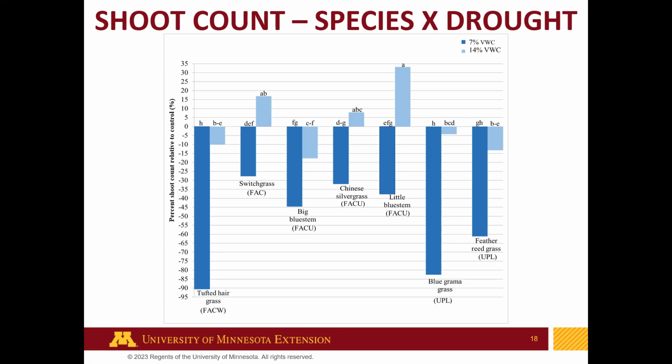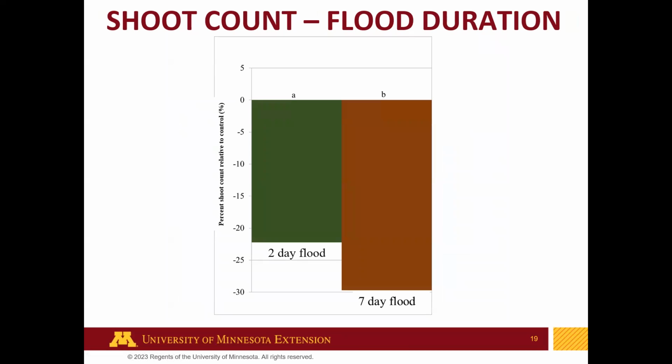And if you look across here, in almost all cases, that 7% volumetric water content treatment within a species was always significantly lower compared with the 14% volumetric water content treatment, with the exception of big bluestem. If you look at big bluestem, you can see here that there was no significant difference between the 7% and the 14% volumetric water content treatment. For shoot count, we also had a flood duration main effect. And for this one, the 2-day flood treatment had a significantly higher percent shoot count relative to the control when compared with the 7-day flood duration treatment.